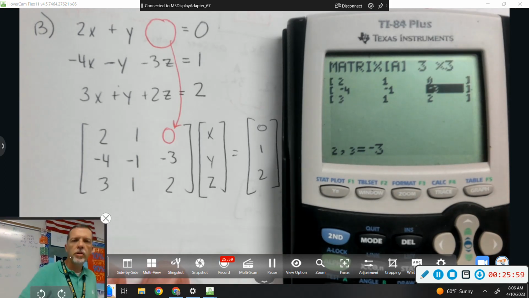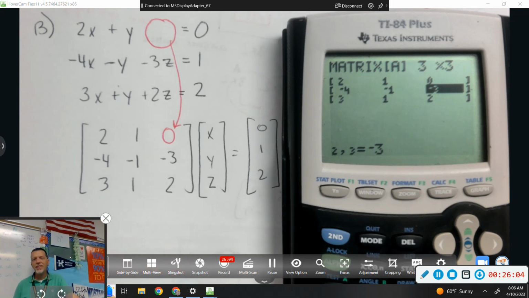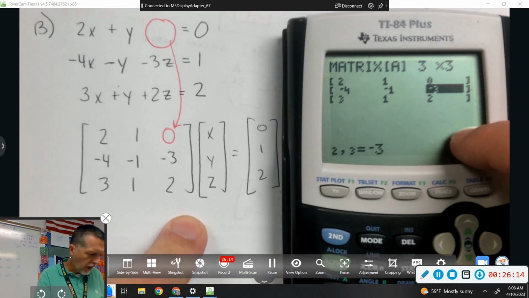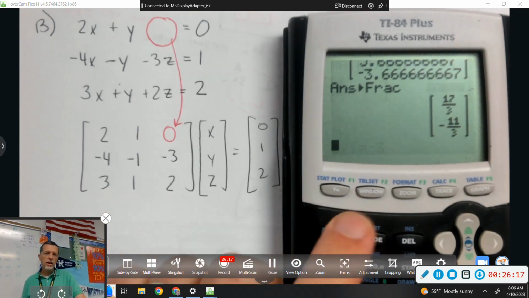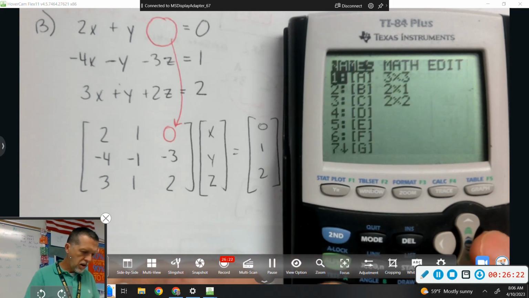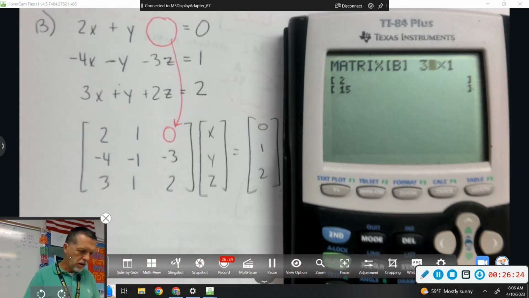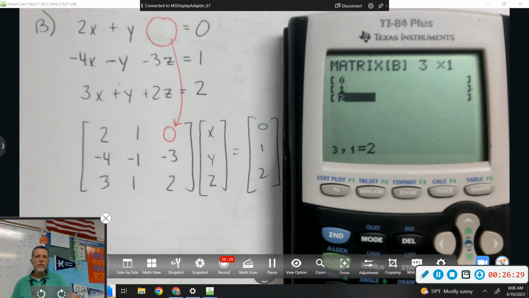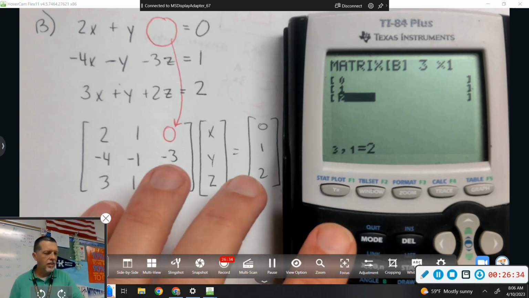And always double check your matrix. The calculator's not going to mess anything up. It's the garbage in, garbage out problem. If you give it a mistake, it's going to give you a mistake coming out. So take the extra second to make sure everything is right. And go edit matrix B. Edit B. 3x1. 0, 1, 2. Again, don't get in too much of a rush. Make sure that it's in there correctly.